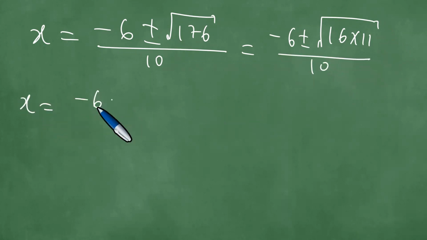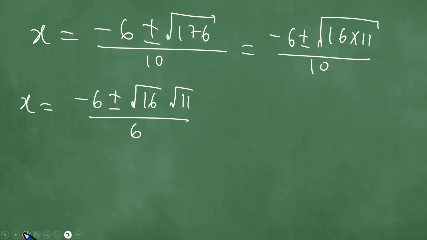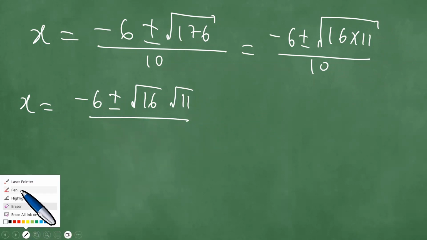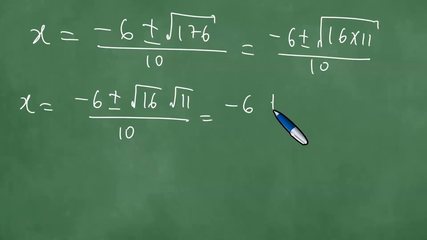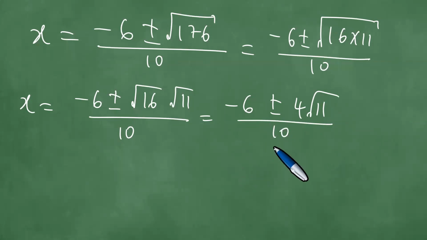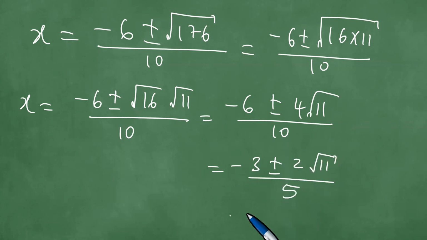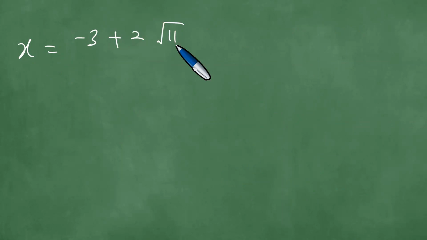And this means x is minus 6 plus or minus the square root of 16, the square root of 11, which you divide by what? By 10. Okay. And then we have minus 6 plus, what is the square root of 16? Okay, divide through by 2, which is minus 3 plus or minus 2 the square root of 11 out of 5. So, which means that x is minus 3 plus 2 into the square root of 11, right? Which is minus 3 plus 2 the square root of 11 out of 5.